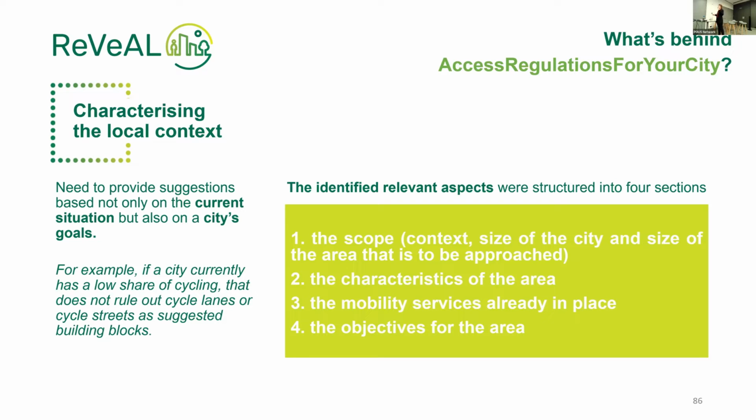So we structured the tool into four different steps, which is the scope, and that identifies the context of the site of the city, the area we are dealing with, the characteristics of that area, the mobility services which are already in place there, so parking or available public transport and all other services, and last but not least is the objectives of the area, so where the city wants to be.